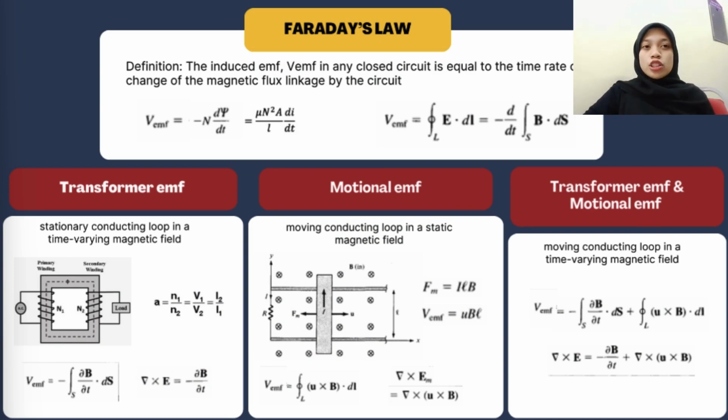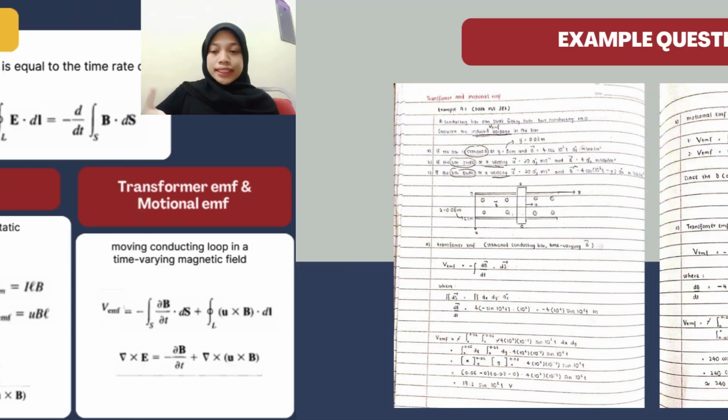We are now on the last topic, which is transformer and motional EMF. This part includes Faraday's law, which is divided into three. First is transformer EMF, which is the stationary conducting loop in a time-varying magnetic field. Second is motional EMF, which is the moving conducting loop in a static magnetic field. And lastly, including both transformer EMF and motional EMF, which is the moving conducting loop in a time-varying magnetic field. All of these have their own formulas you need to remember.